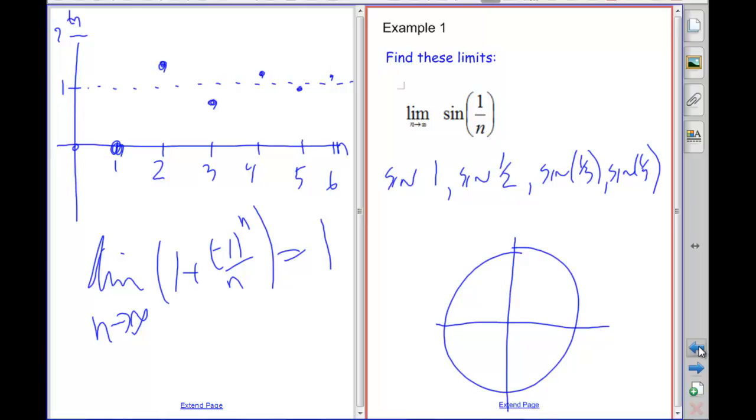You start off here with that's 1 radian. Here's half a radian, here's a third of a radian, here's a fourth of a radian. And here's the sine of all these, right? The sine is how high. And where are they heading? They're heading towards 0. So there you go. Your limit is 0.